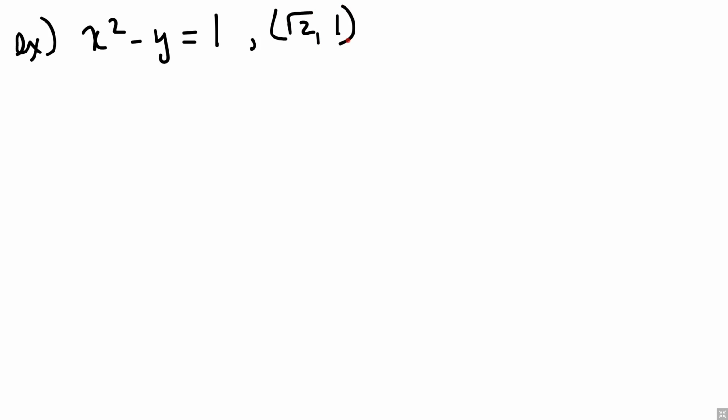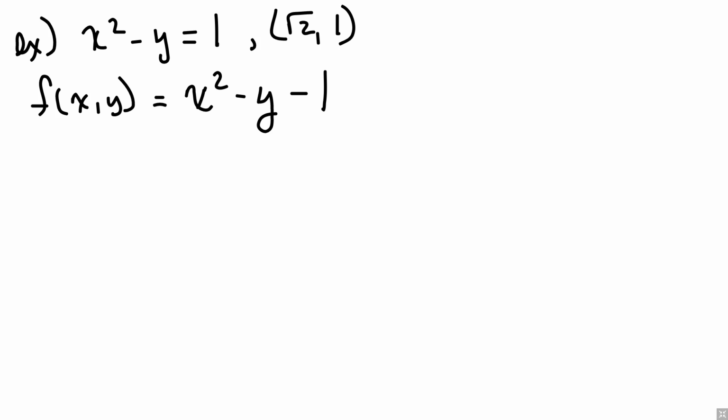So in this example, we're given the equation x squared minus y equals 1, and we're given the point square root of 2 comma 1. The first thing we're asked to do is to find the gradient of f at the point. Well, first we need to put this into function notation. So if we put it in function notation, we're going to say this is f of x,y, and that's going to be equal to x squared minus y minus 1.